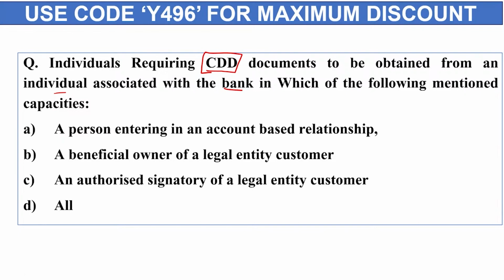Okay, in all the cases this has to be done: a person entering an account-based relationship, a beneficial owner of a legal entity customer, an authorized signatory of a legal entity customer. In all the cases, the customer due diligence document is required. That has to be obtained by the bank. Right answer is D, all of the above.